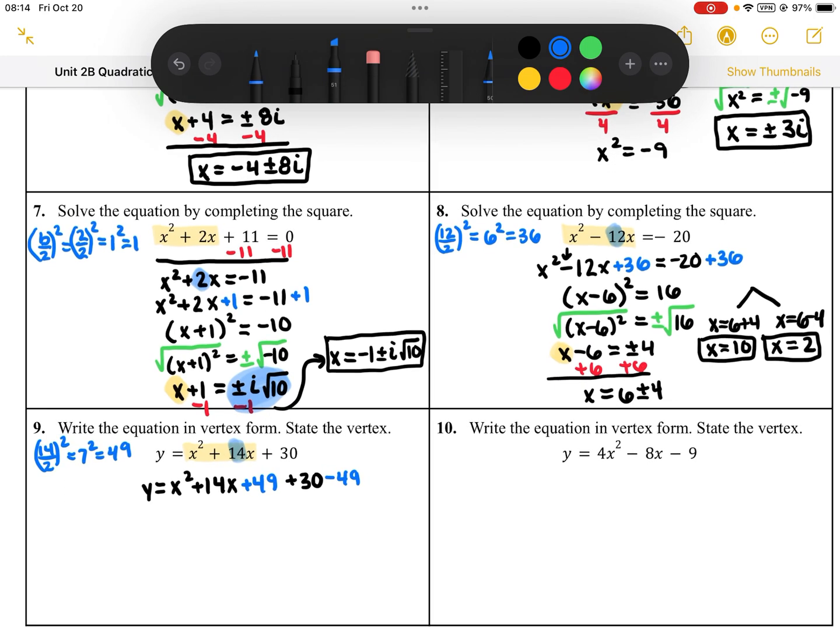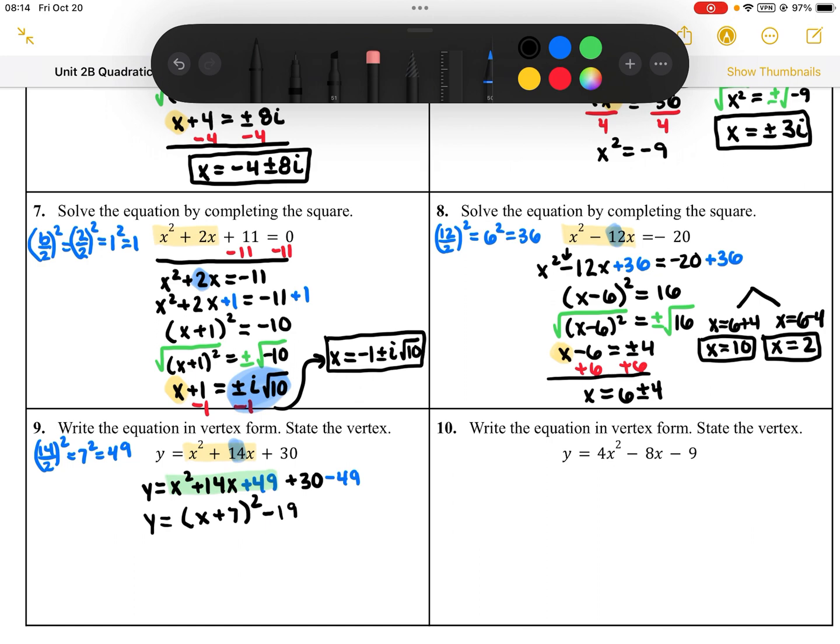So now I'm going to go ahead and factor this perfect square trinomial. So x squared plus 14x plus 49. Write it as a quantity squared. So this is going to factor to x plus, everything's positive, factors of 49 that add up to 14, 7 and 7. So x plus 7, quantity squared. And then plus 30 minus 49, so 30 minus 49 gives us negative 19. So now my equation is in vertex form.